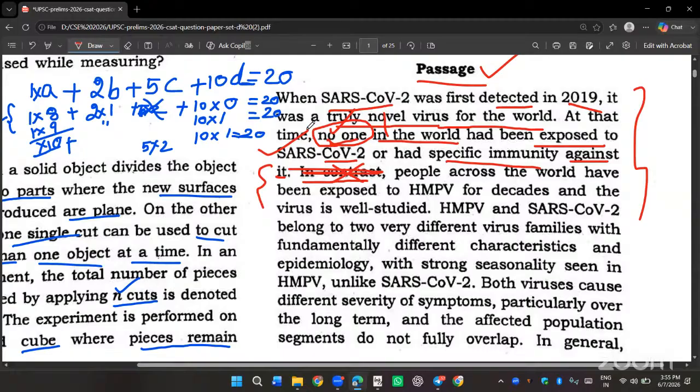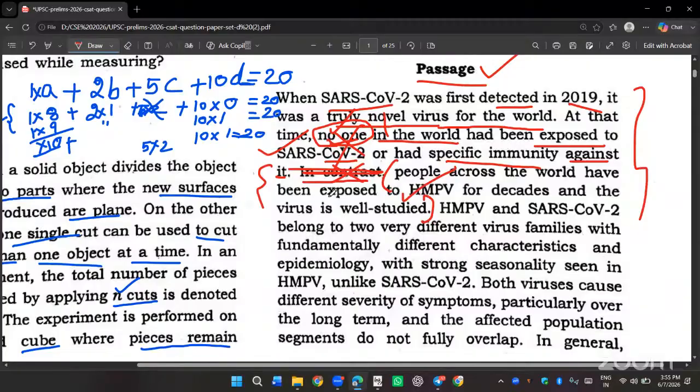You cannot say, after reading this part of the passage, sir, it was well studied, but it was not well studied, sir. So I can infer this from the statements made by the author. You cannot say like that. Where has the author mentioned that point? Nowhere in the passage.